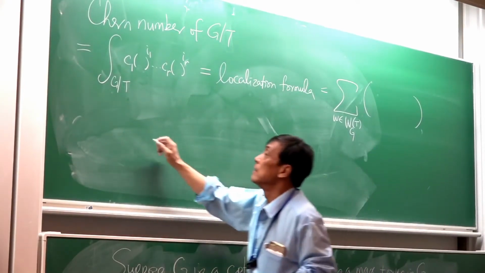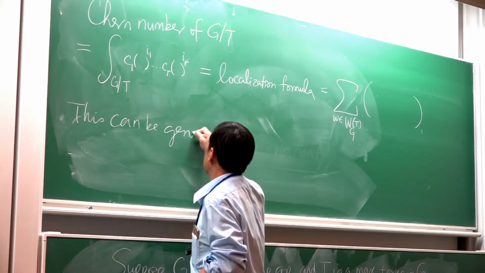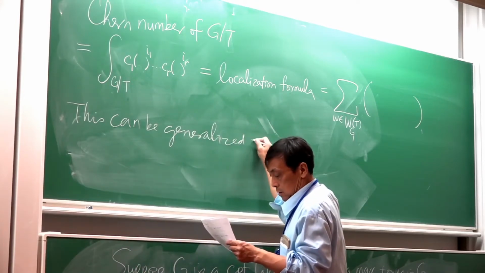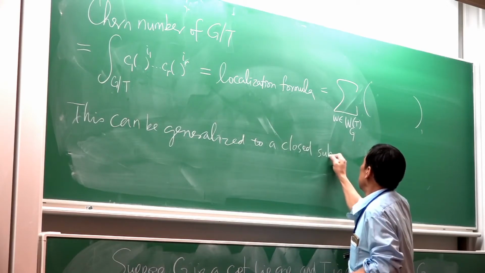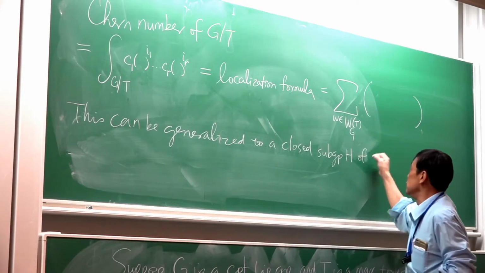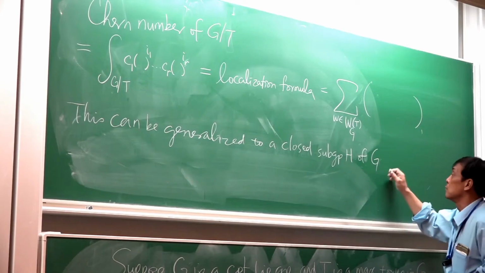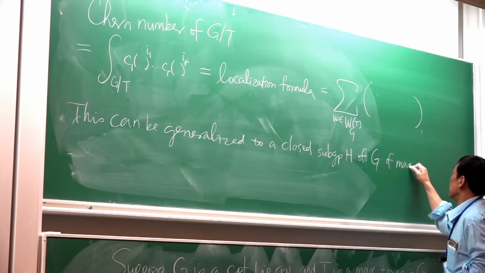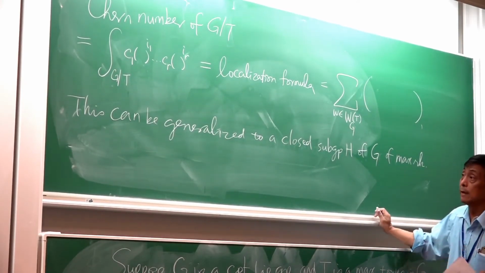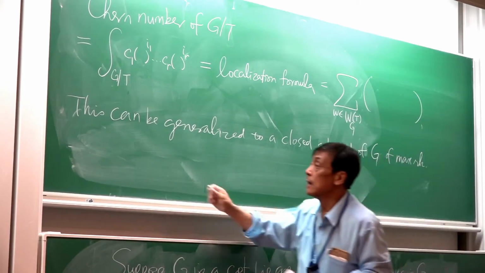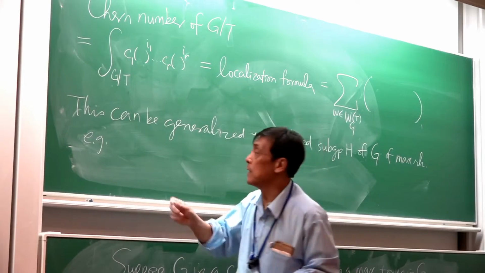Now, so this can be generalized to a closed subgroup H of G. It doesn't have to be a maximal torus. It can be any closed subgroup of maximal rank. So then, in that case, you get, say, the projective space.